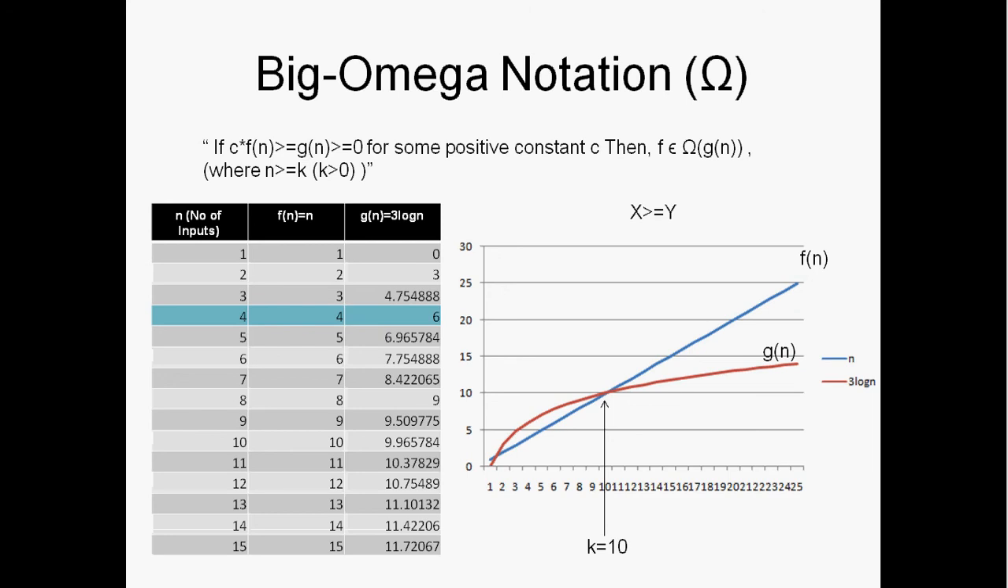So here the definition is just a slight change. It's greater than or equal to rather than less than or equal to. If your function is multiplied by some positive constant c, greater than or equal to 0, and is greater than or equal to g, then the function belongs to the big O notation of g. And this should hold after any specific k you are finding, any k.